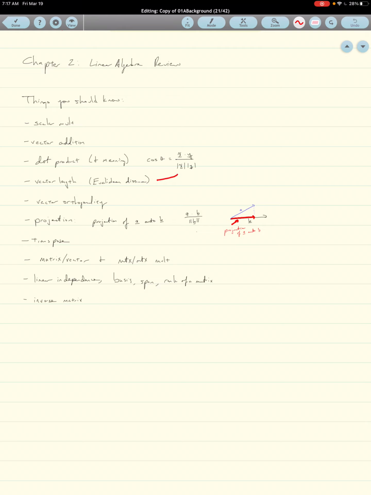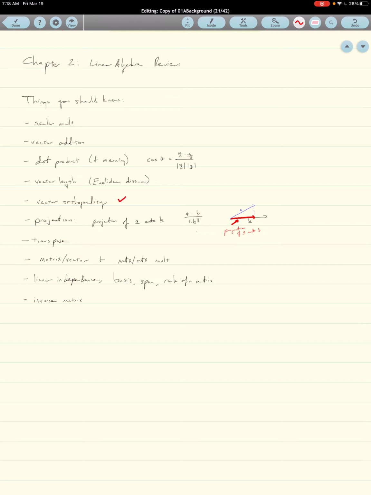So notice we're computing the vector length there. We should know how to find the length of a vector, and of course the length of a vector is just the dot product of the vector with itself, square rooted. So just take the first element of x, square it, take the second element of x, square it, do that for all the elements of x, add them up, take the square root. That gives the Euclidean distance, or the Euclidean magnitude of a vector x.